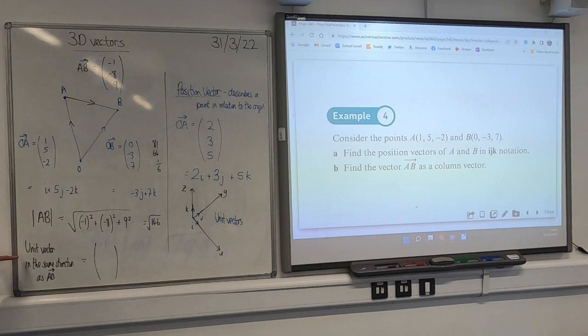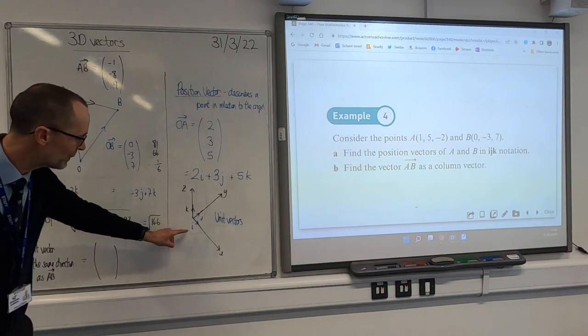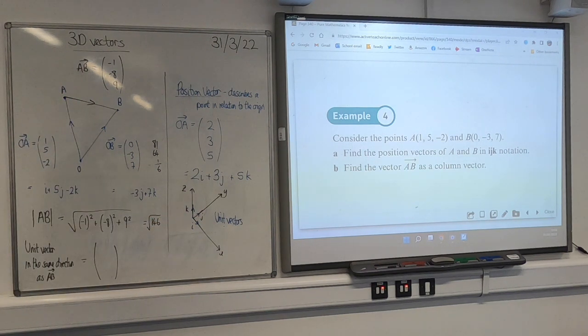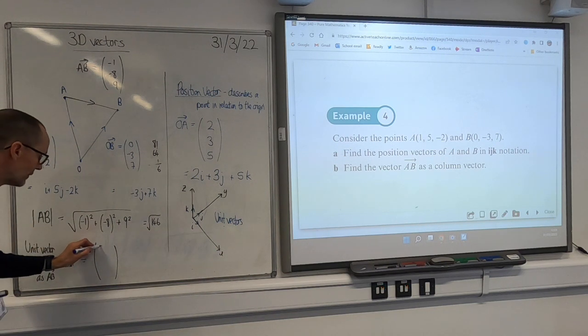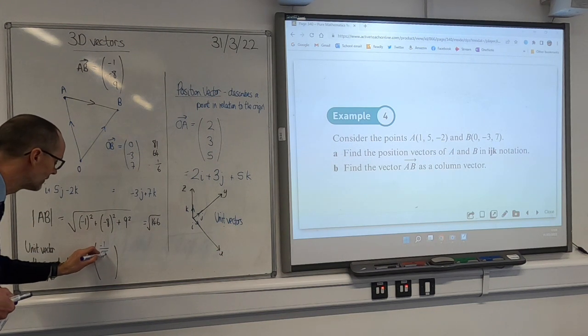This is a popular question. Describe a unit vector in the same direction as AB. Well, we've already met unit vectors here. These are special unit vectors, but the actual definition of a unit vector is just any vector with a length of 1. So if I want a vector that's parallel with this one, but rather having a length of root 146, 12-ish, has a length of 1, it's a really easy trick. All you do is you just take each value and divide it by the length.